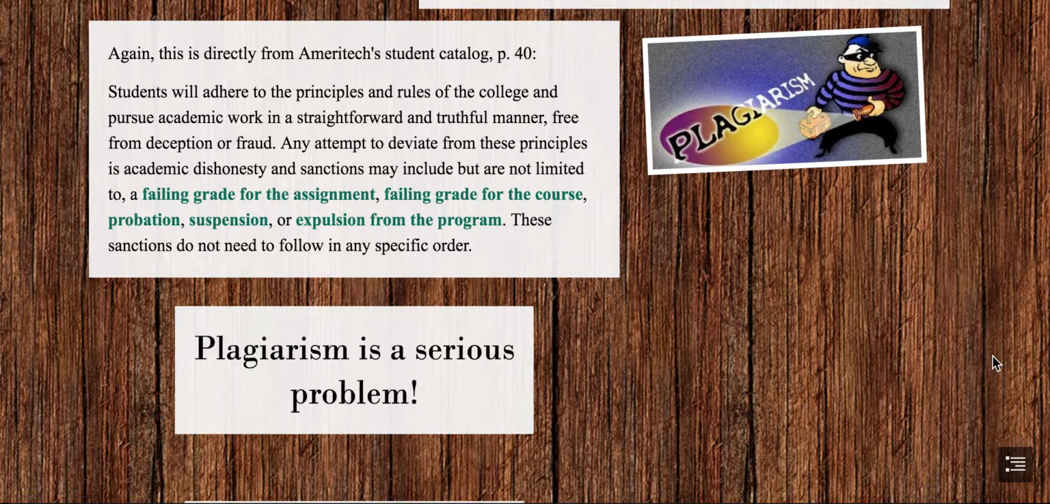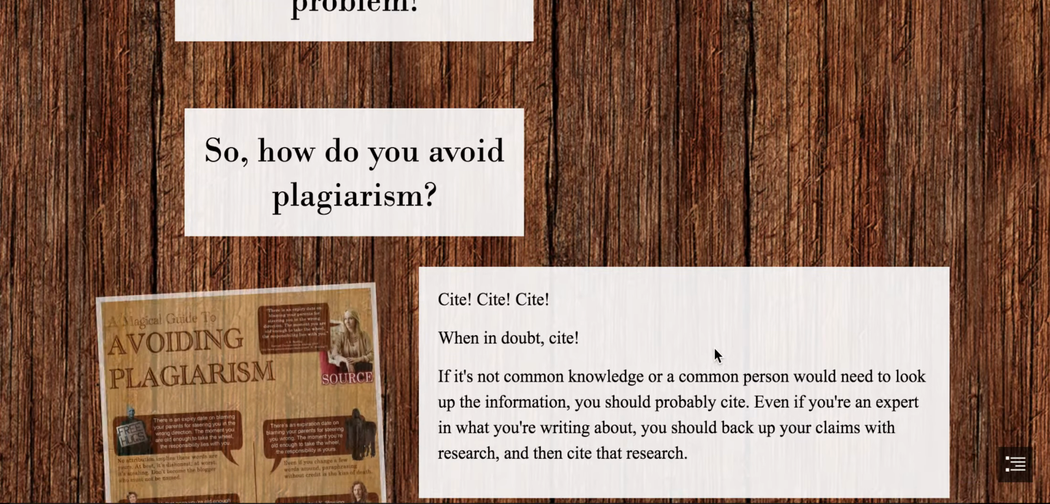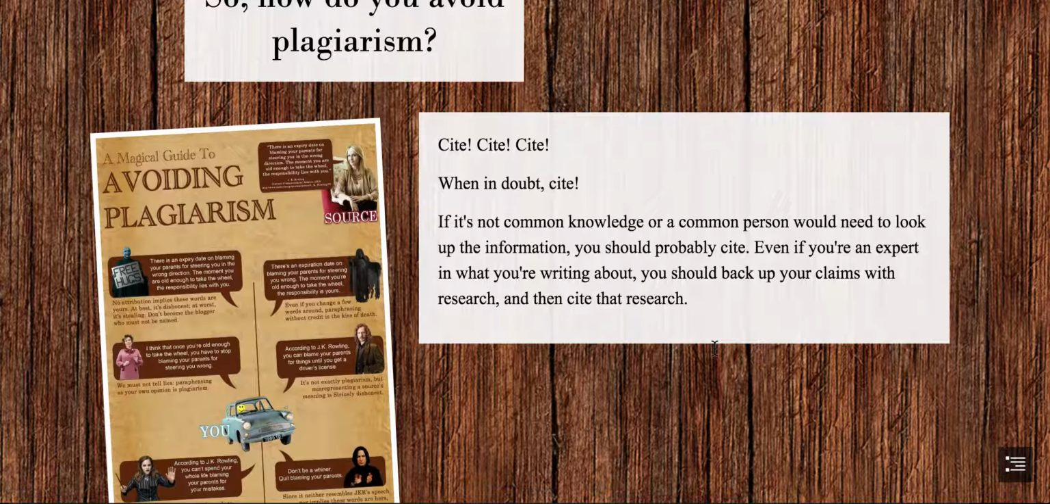So, like it says here, this is from the Ameritech Student Catalog: a failing grade for the assignment, failing grade for the course, probation, suspension, or expulsion from the program, depending on the degree of plagiarism. It is a serious problem. So how do you avoid plagiarism? And the biggest thing you can do is to cite, cite, cite.